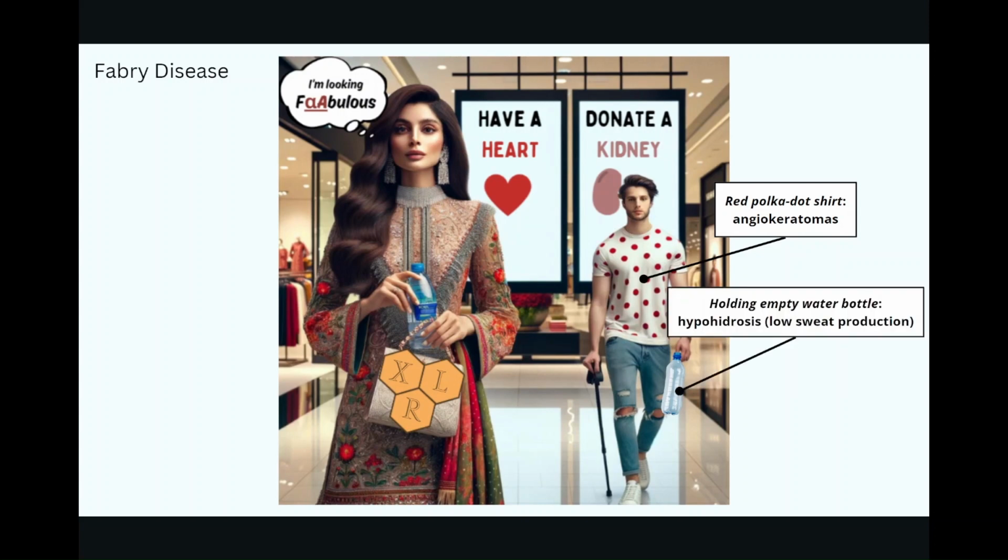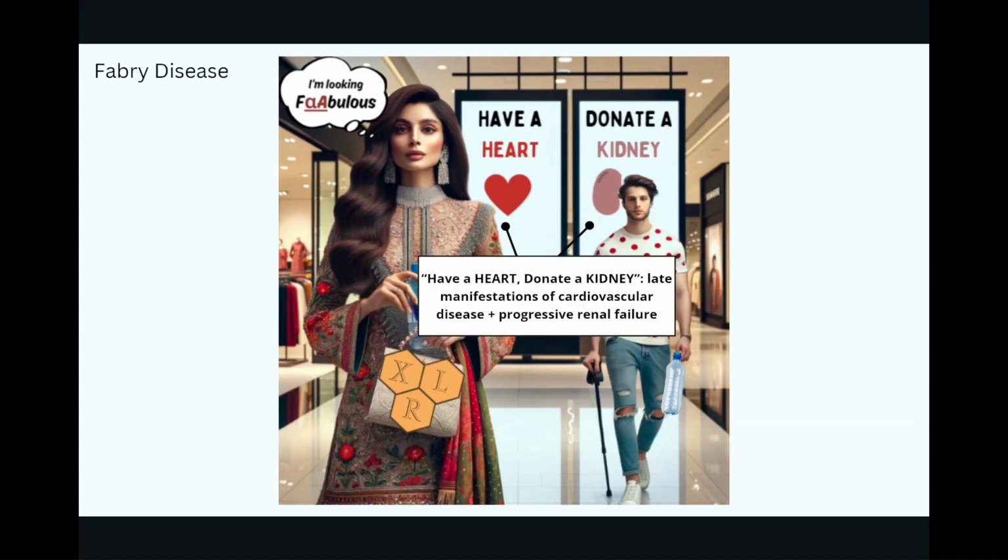Next, he is holding an empty water bottle, which represents hypohidrosis, or low sweat production. Lastly, he is a young man using a cane. This represents early peripheral neuropathy. There are also some late manifestations of Fabry disease to be aware of, including cardiovascular disease and progressive renal failure. This is shown with the mall advertisements telling people, have a heart, donate a kidney.